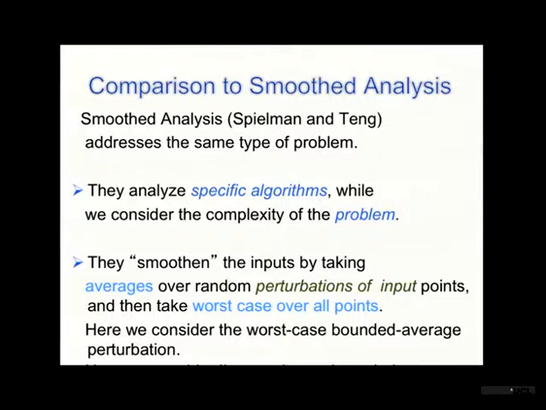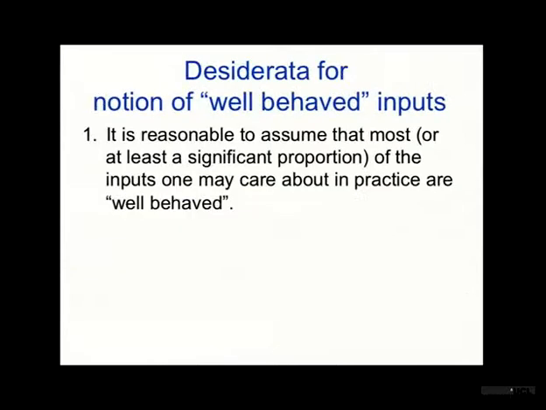Okay, so now I want to talk about other proposed solutions. And before I do that, let us try to think in a high-level way, what properties do we want from a notion of easiness of input? I want to have a notion of easy input, and to show that on easy input, my problems are not so hard. So what properties do I want? What is the desiderata for a notion of well-behaved inputs?